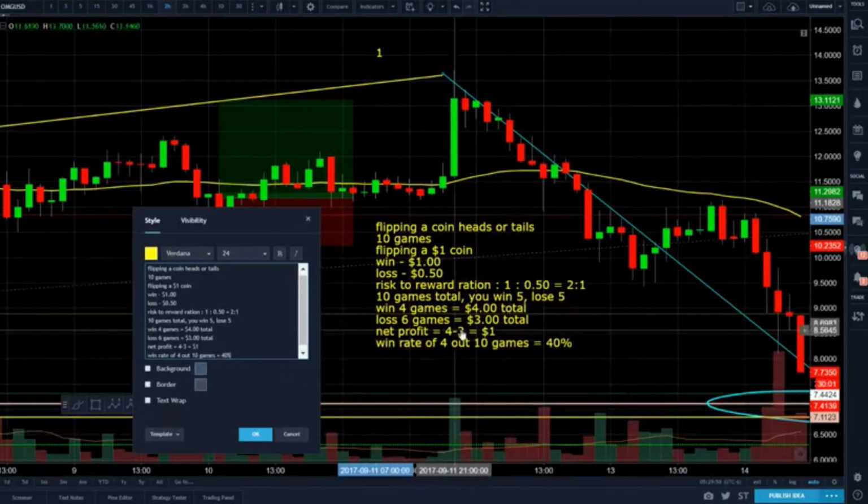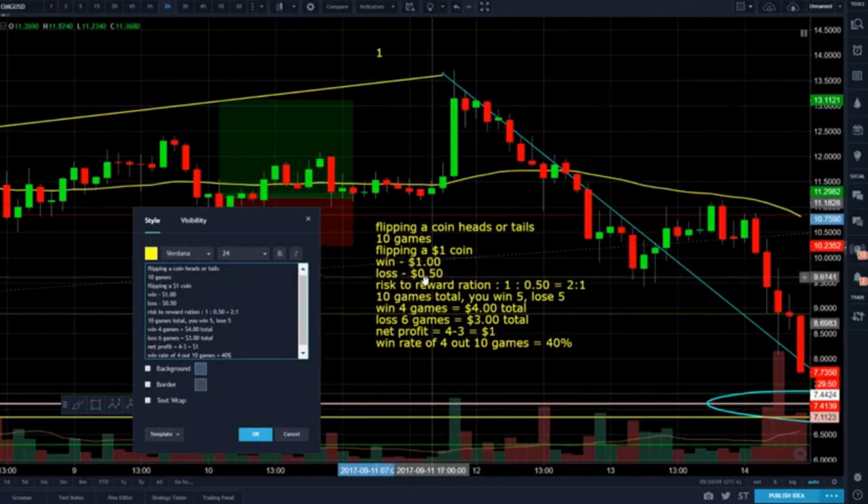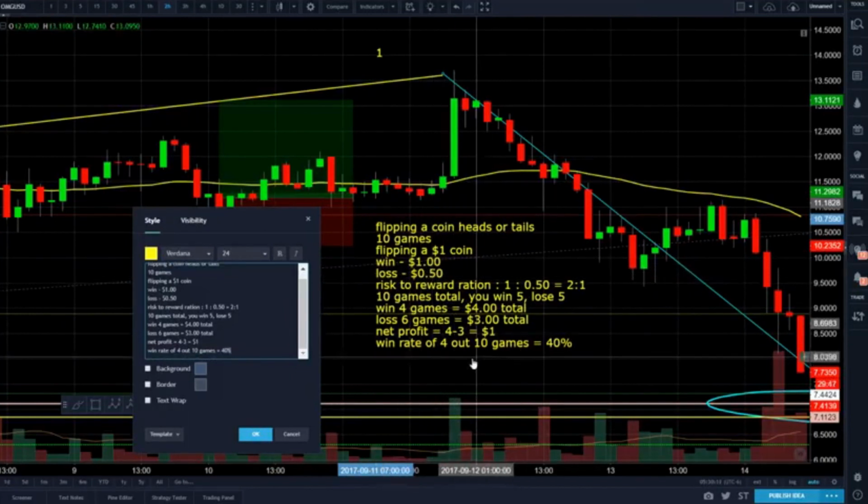$1 every 10 trades. But let's say you scale it up, you're winning $100 and you're losing $50, right? The same ratio still applies, just add 2 more zeros to it. So your net profit over 10 games would be $100.